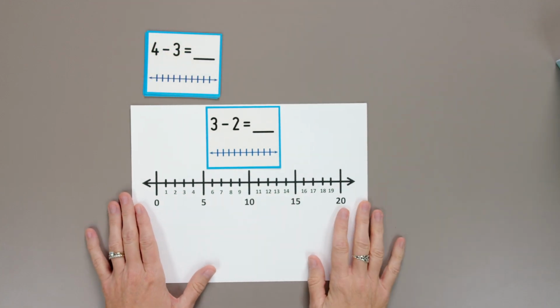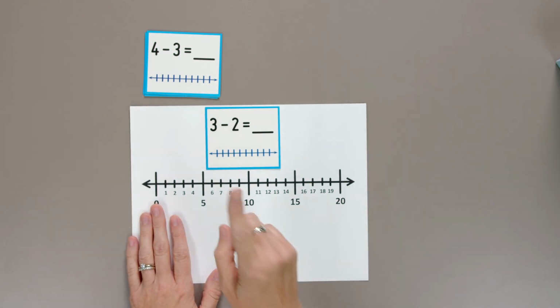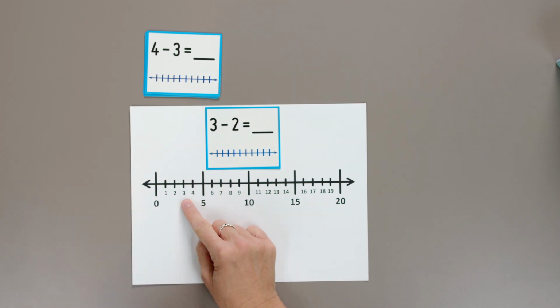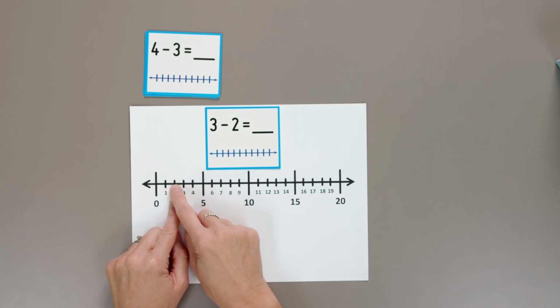3 minus 2. Well, let's think about 3 and 2 on the number line. I'm going to place one finger on 3 and another finger on 2. And I'm going to look really closely and notice that 3 and 2 are neighbors on the number line. They are right next door to each other. They are only one jump away from each other.